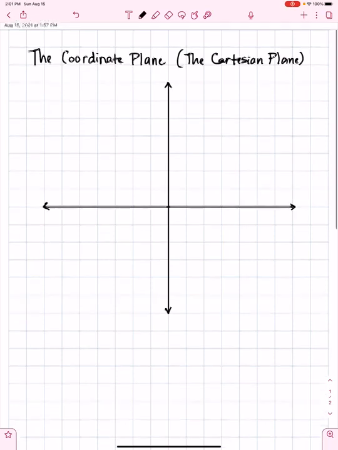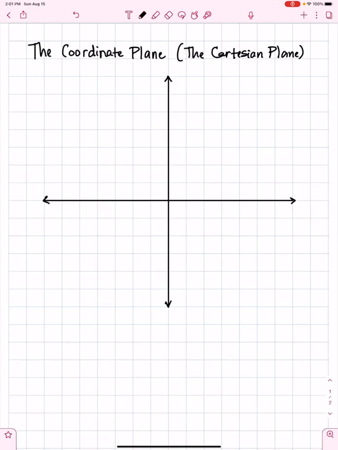All right, so the first thing we're going to talk about today is the coordinate plane. It's also called the Cartesian plane. It is named after the French mathematician René Descartes. You're welcome. Okay. Anyway, so why do we care about the coordinate plane?